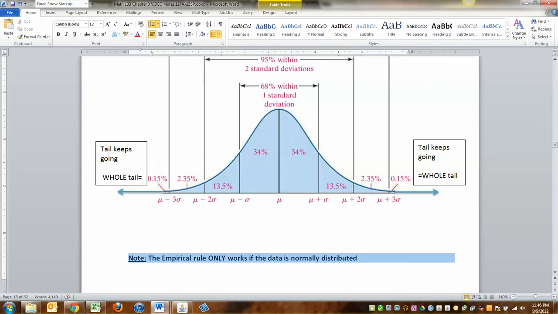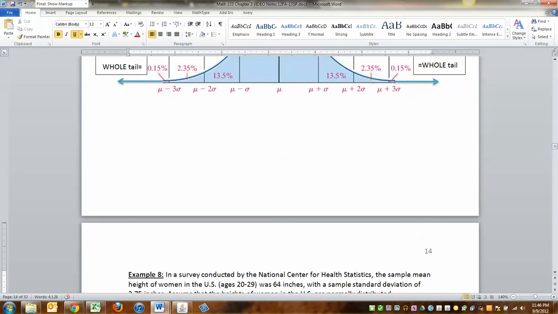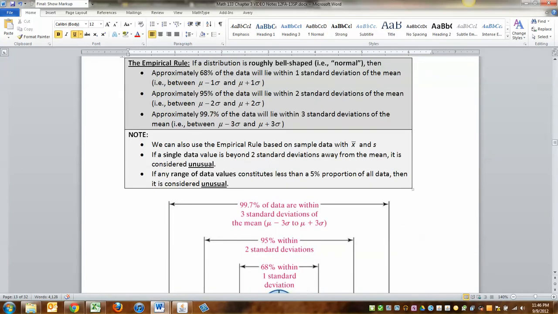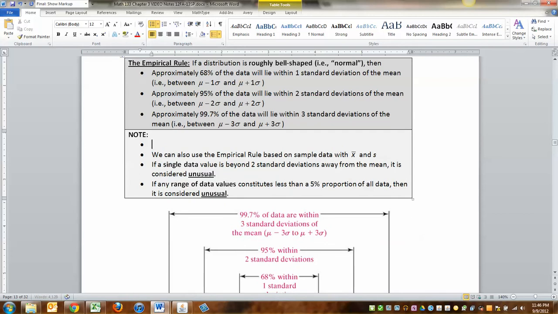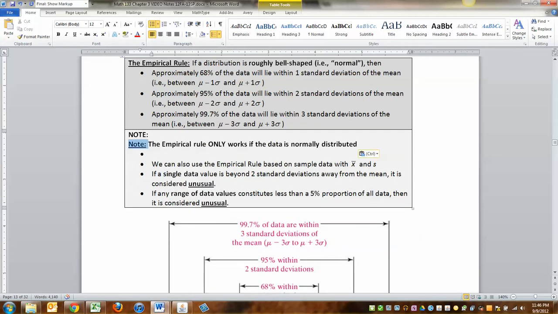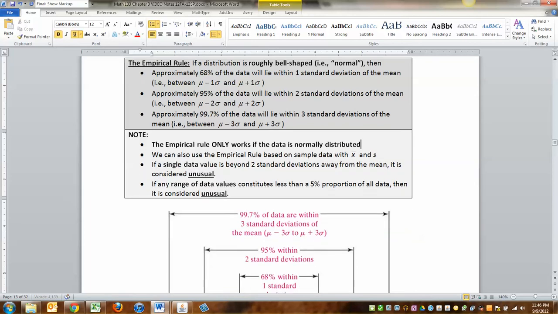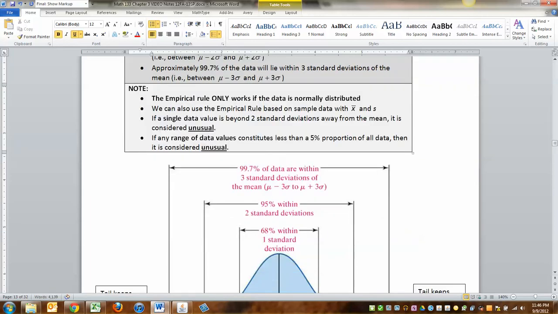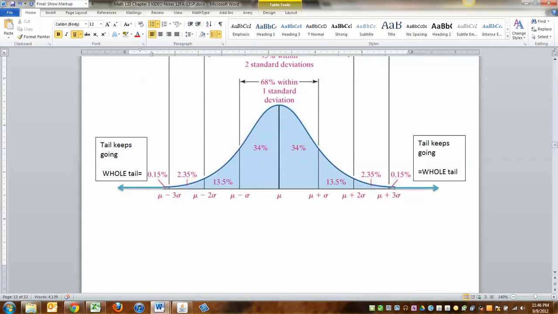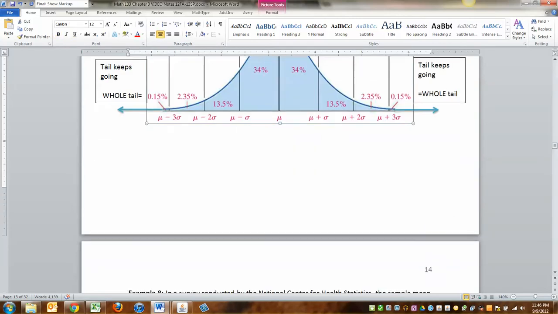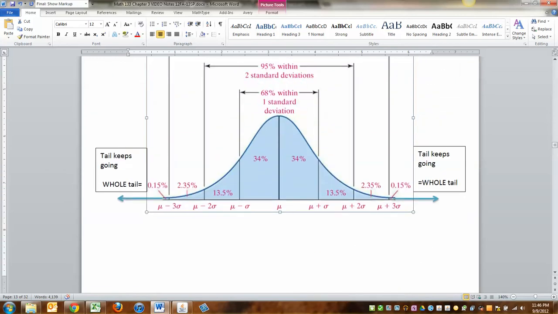And I put this extra note in, and I guess I could put it right up here somewhere. Here. The empirical rule only works if the data is normally distributed. Okay? If it makes this lovely picture right here, that's called the normal distribution. If it doesn't make that picture, you're out of luck, right? You'll have to do something else called Chebyshev, which we will learn in a couple pages.